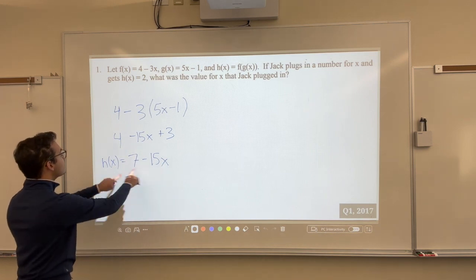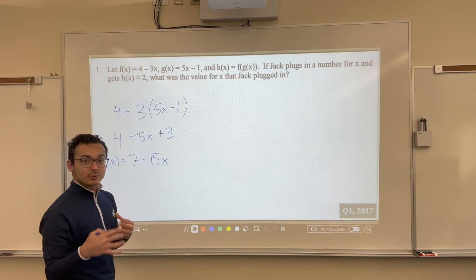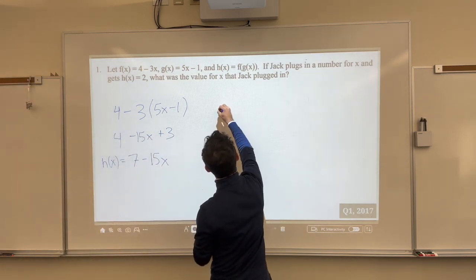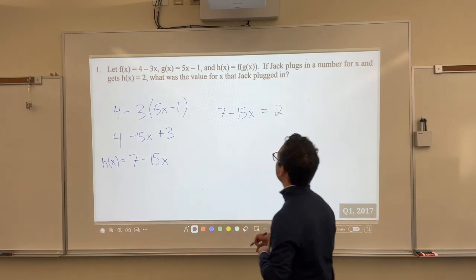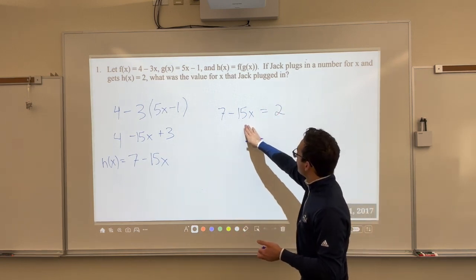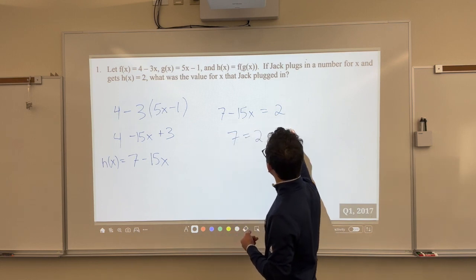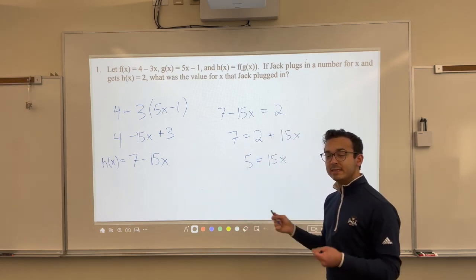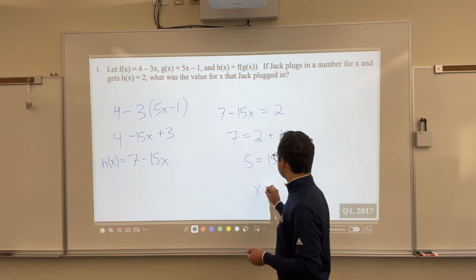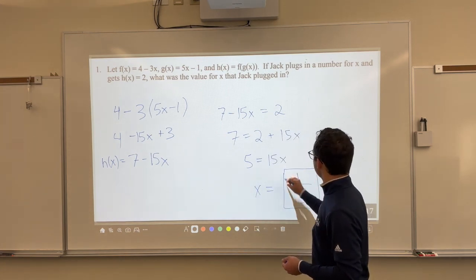And it's saying that this function is equal to 2, and we are solving for the value of x. So to solve for x, all we have to do is say that 7 minus 15x is equal to 2, and then solve for x. Well, we can move the 15x to this side, and we get that 7 is equal to 2 plus 15x. Subtract the 2 from both sides, 5 is equal to 15x, and then divide both sides by 15, and we get that x is equal to 1/3. So our final answer is 1/3.